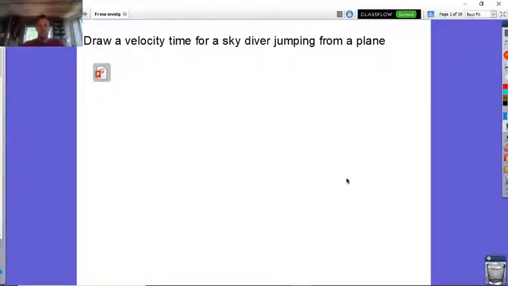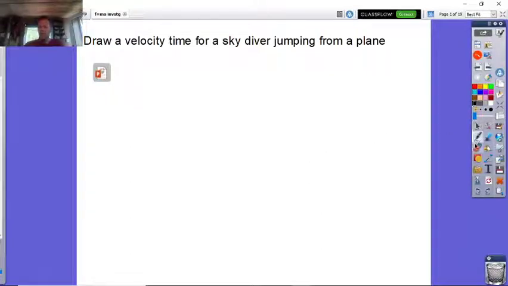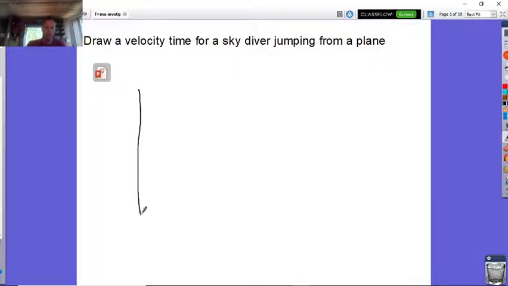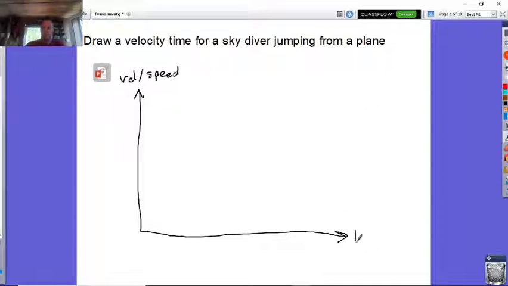What we did last lesson is we looked at terminal velocity and a velocity time graph for a skydiver. So like I've been doing, at the start of this lesson, on the back of your book or a piece of paper, I'd like you to sketch down a graph. I call it velocity, or you can call it speed, on the y-axis, and time on the x-axis.